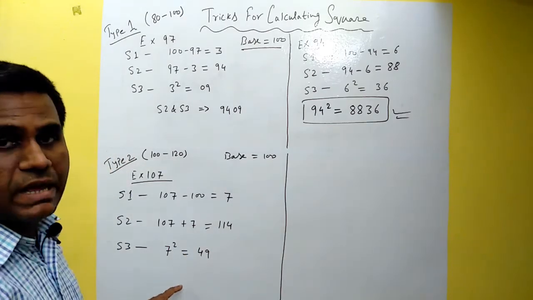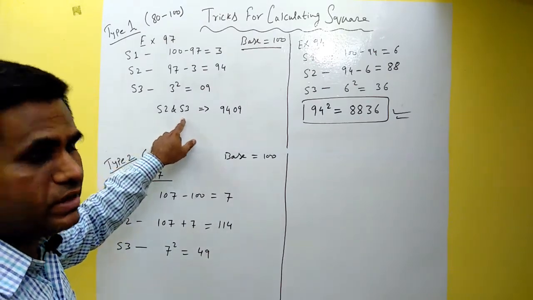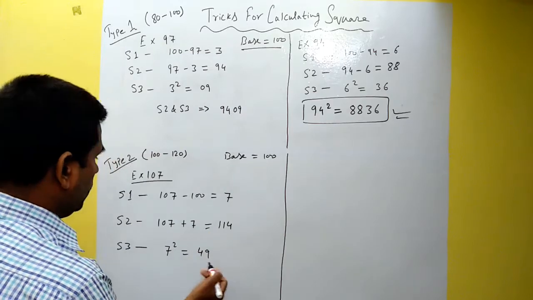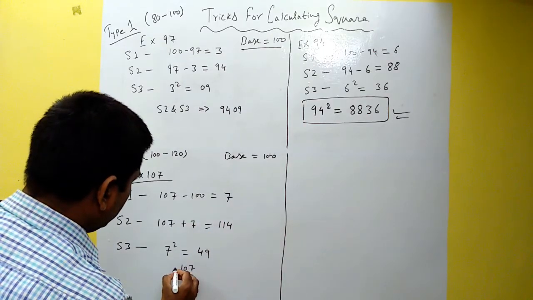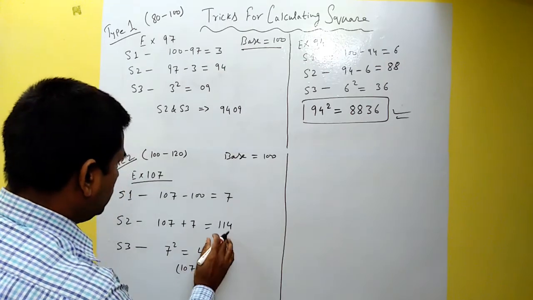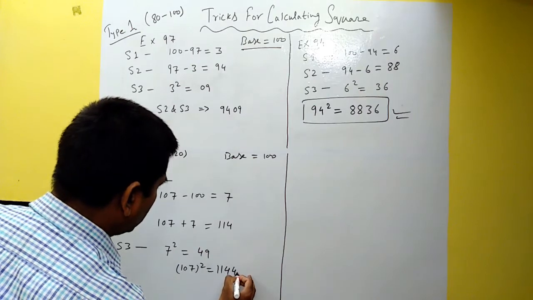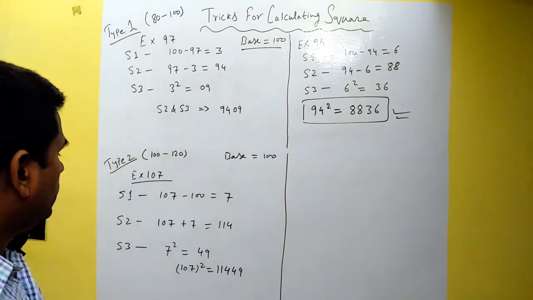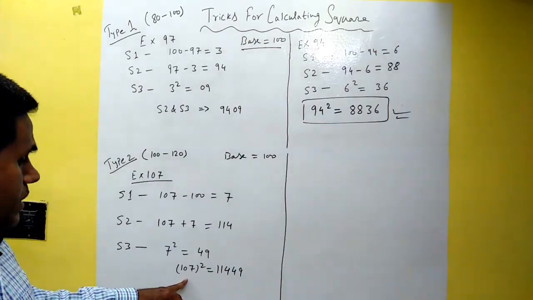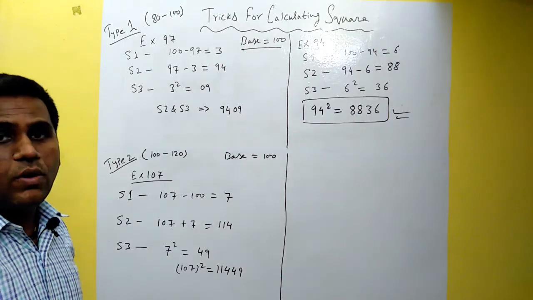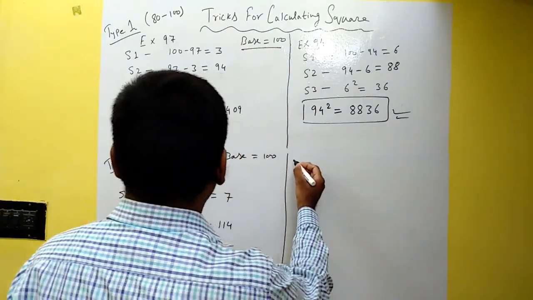Now it's time for us to write the answer. The answer we write as step 2 and step 3, so 107 square is equal to 114 and 49. So this is the square of 107. Okay friends, now let us solve another example.